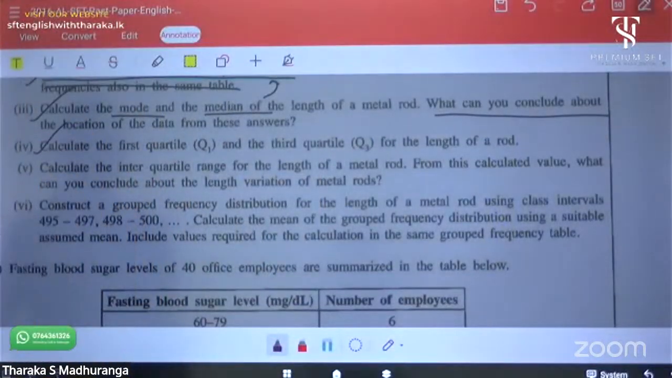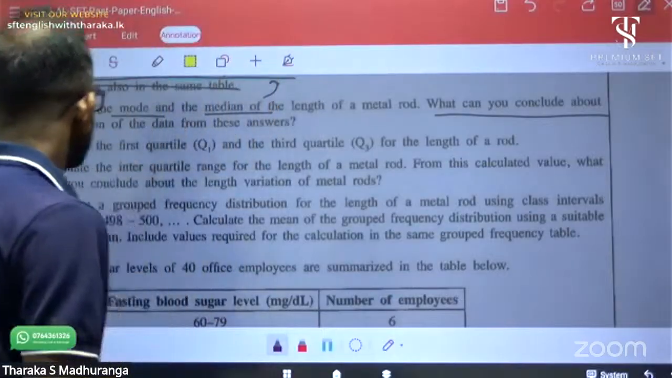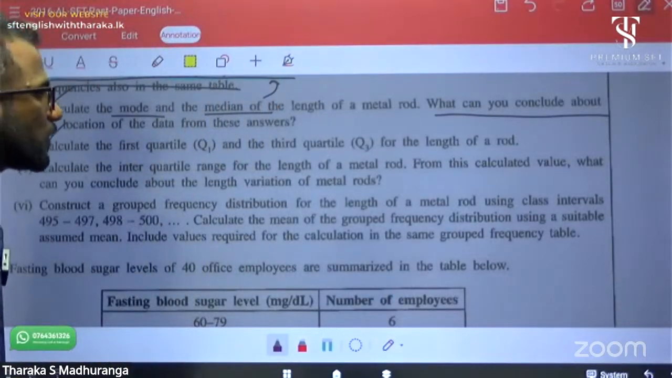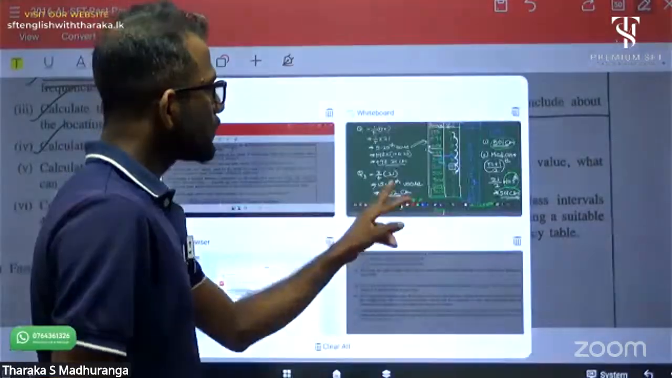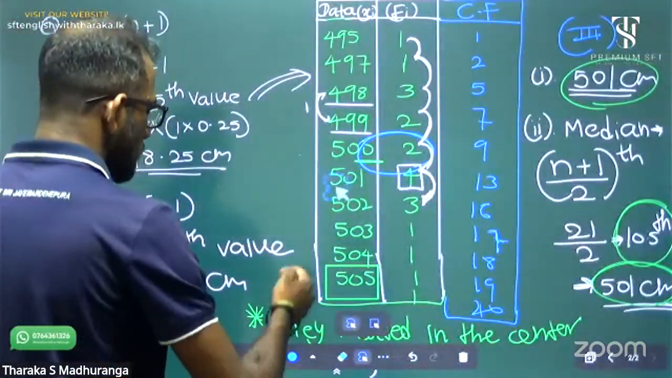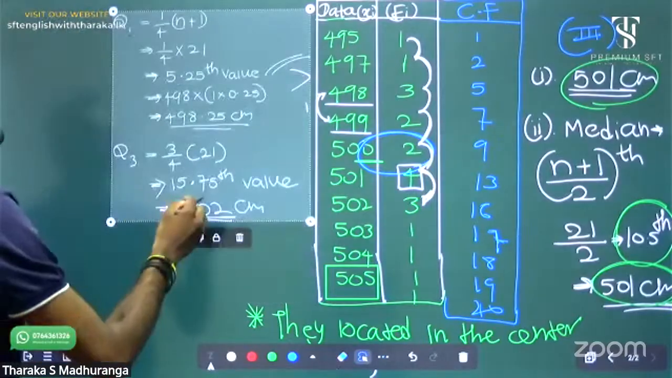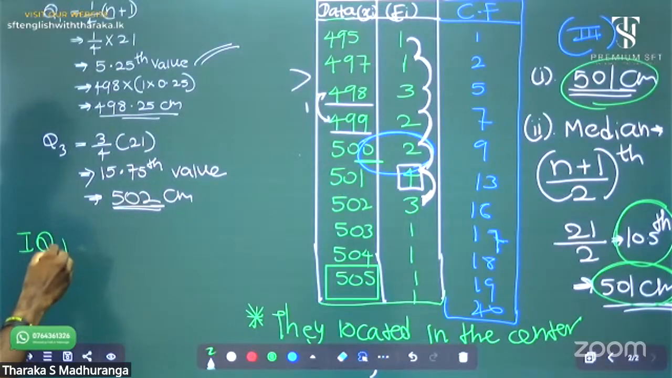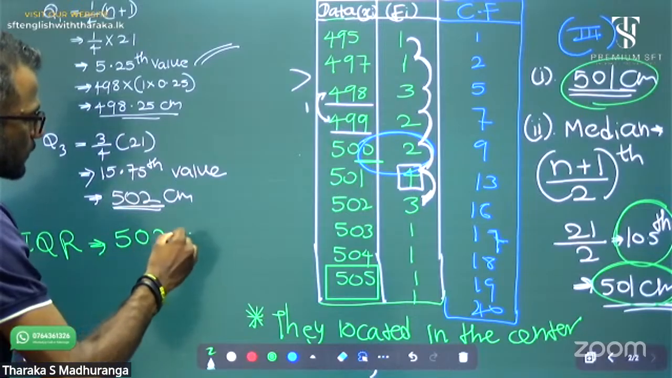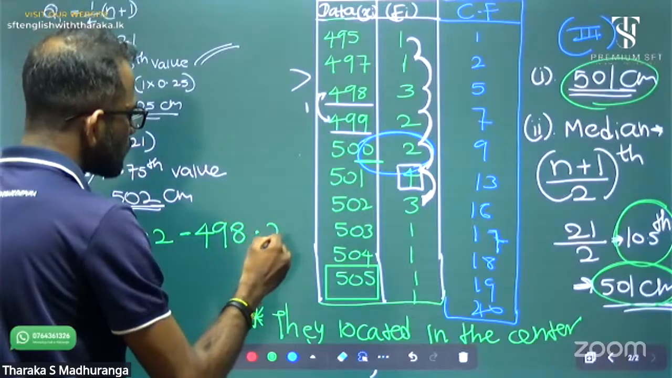Done. Calculate the interquartile range of the metal rod. From this calculated value, what can you conclude about the length variation of the metal rod? Okay, by interquartile range. What is the interquartile range first? IQR. Fatima, what is the interquartile range? 502 in Q3 minus 492. Sorry, 498.25.